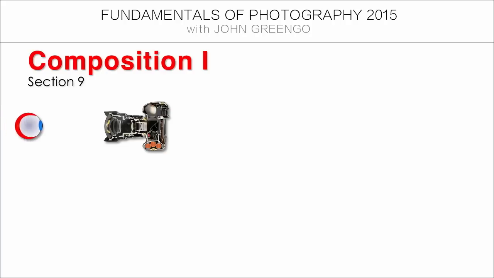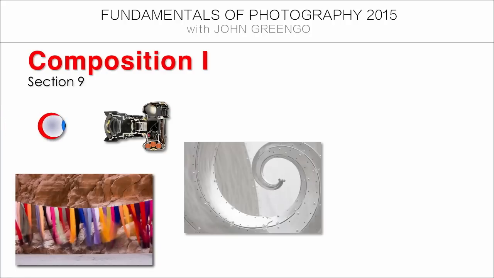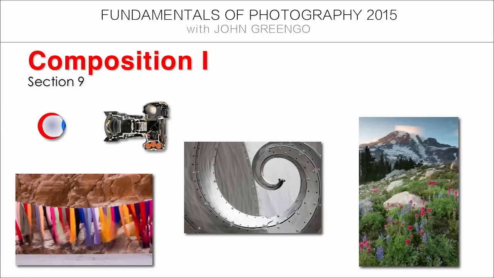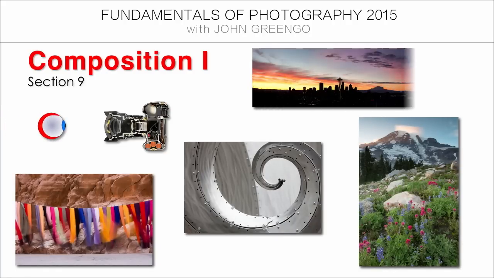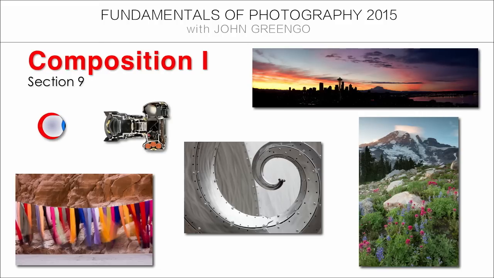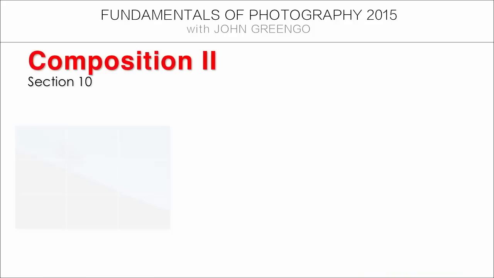Sections 9 and 10 are companion classes. It's a composition. We're going to start off looking at how the human eye sees the world versus how the camera sees the world. Once you have a good understanding of that, then you'll know why certain techniques work better when it comes to composition. We'll have a chance to talk about panoramas. We'll even do a little time-lapse photography in this section as well.